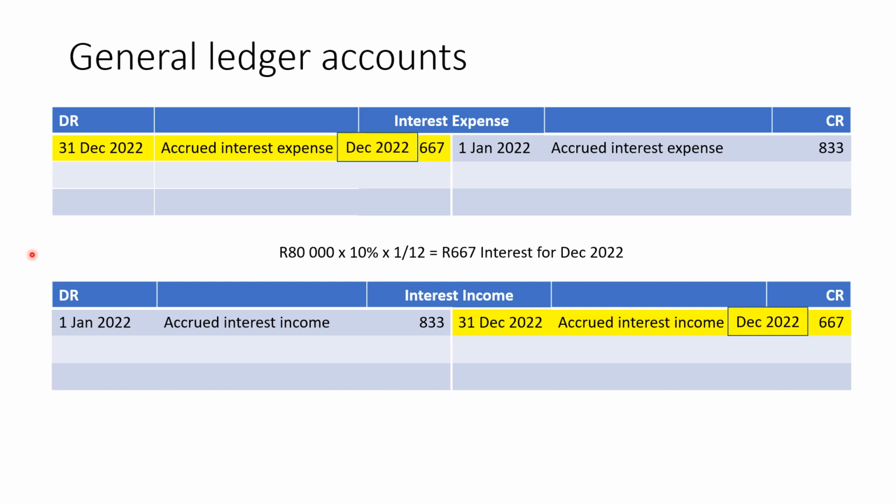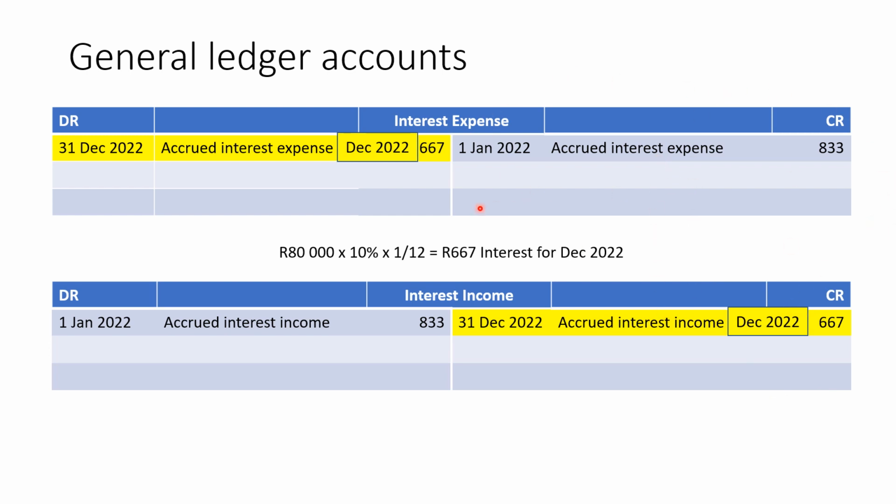So in my general ledger accounts for the interest expense, I have on the debit side the interest expense for December, and that would be if I had a liability, I owe interest. Then if I had an asset on which I earned interest, on the credit side, I have the interest that I've earned for December 2022. So all that we've accounted for here is the 1 month of interest at the end of the year that hasn't yet been paid. We haven't accounted for the rest of the interest.